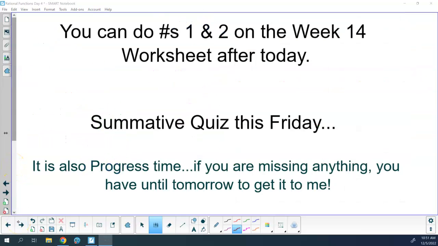So on the blue worksheet this week, you can do the front side, which is numbers 1 and 2. We will be having a summative quiz on Friday of this week. And again, it is progress time, so I handed out progress reports for you. If there's anything on there that you think is fixable, you need to get any fixes into me before the end of the day tomorrow, and I'll make sure that it gets on there because my progress grades are due Wednesday.